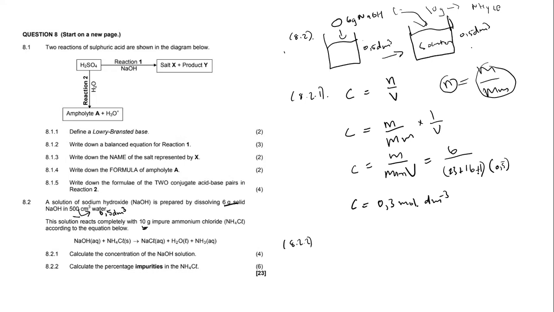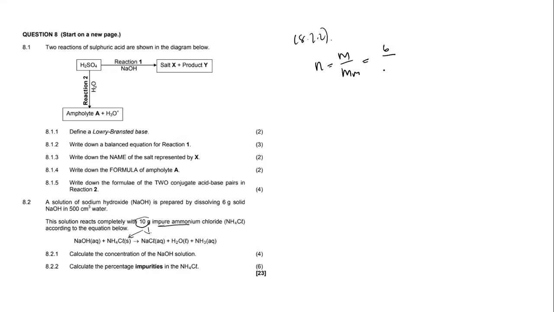It's 23 plus 16 plus 1. So that means it's going to be 23 plus 16 plus 1. And therefore, when we punch this on our calculator, we're going to say 6 divided by 23 plus 16 plus 1. And then we get 0.15 moles. Since sodium hydroxide is our limiting reagent, it will help us to determine the number of moles of NH4Cl, ammonium chloride.